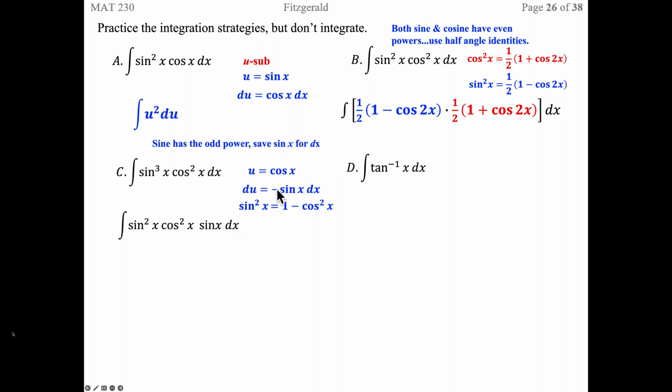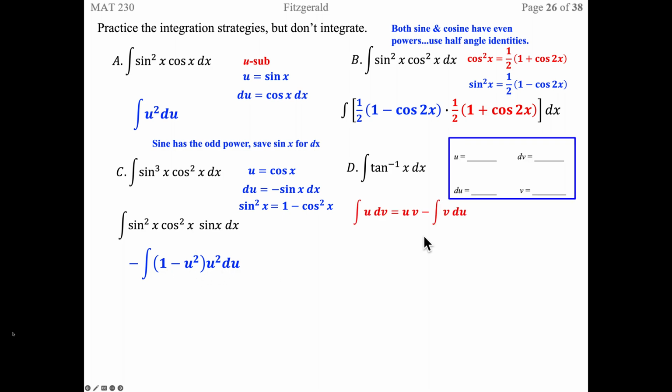Now with that du, remember we'll have to factor the negative over, so it'll be a negative integral. 1 minus cosine squared x becomes 1 minus u squared, since cosine squared x becomes u squared. And now you can go through the integration technique.